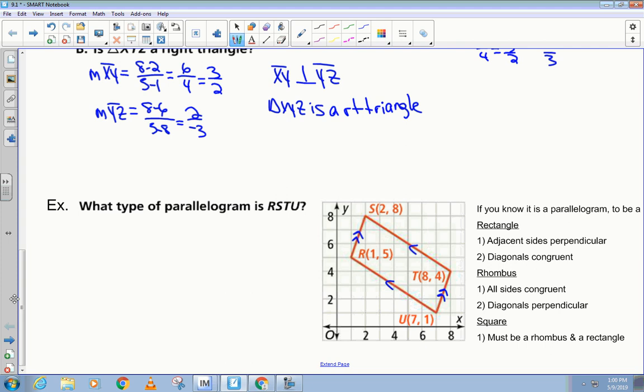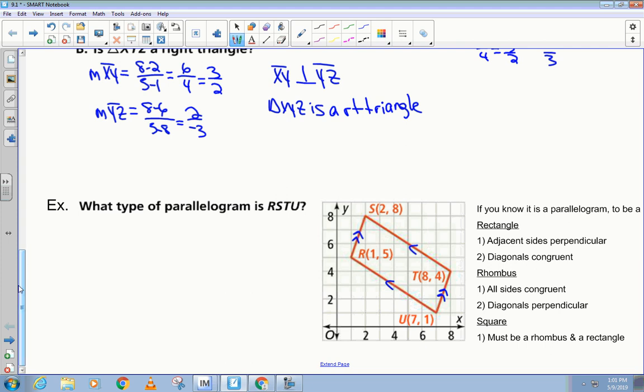Your rhombus is a parallelogram, so it has all those properties. All the sides are congruent, right? So you could look at the length of the sides. If you knew it was a parallelogram, you would just have to look at a pair of adjacent sides because you already know that opposite sides are equal. And then to be a square, it has to be what? A rhombus and a rectangle. So you have to use a test from each and show both of those apply. And if both of those apply, then you can say that it's a square.